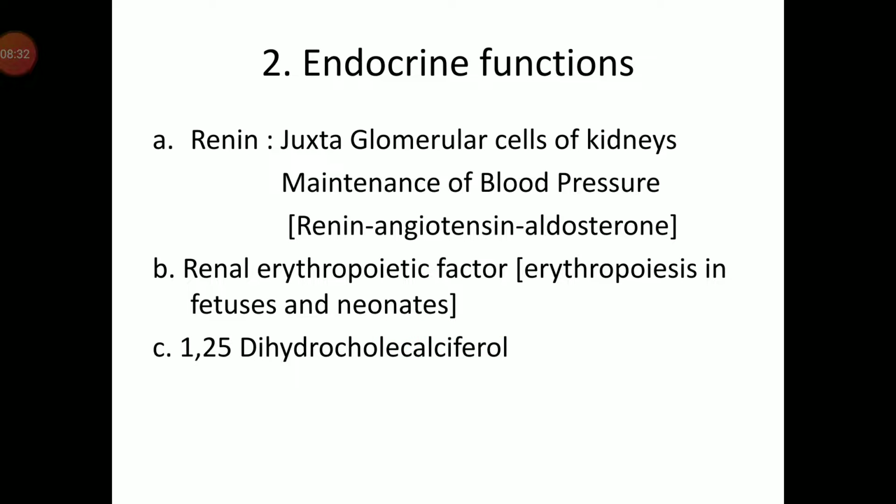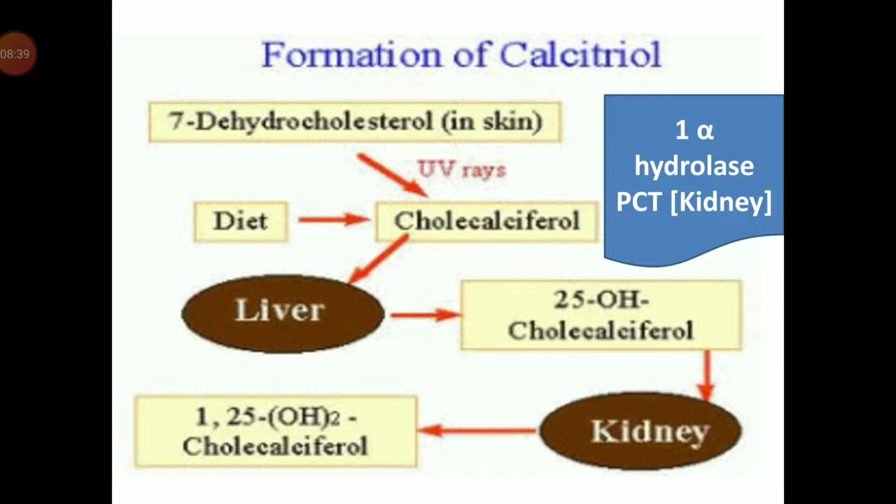Another important endocrine function of the kidneys is that it helps in the formation of 1,25-dihydrocholecalciferol. And remember, this 1,25-dihydrocholecalciferol is actually the active form of vitamin D. So why is the active form of vitamin D important? It is because this active form of vitamin D is the one which is useful for the absorption of the calcium present in our diet.